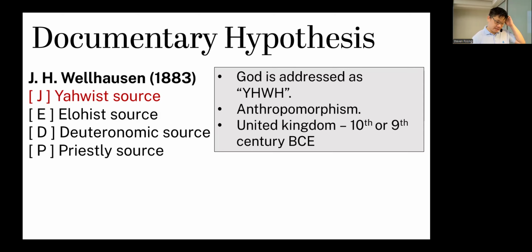So Wellhausen said that this Yahweh source was probably the religion of southern Judah, of Israel, with its capital in Jerusalem, its temple in Jerusalem, the temple of Yahweh, right? So this source must have originated from there. So the United Kingdom of King Saul and King David and King Solomon, 10th or 9th century BC. That is his hypothesis.